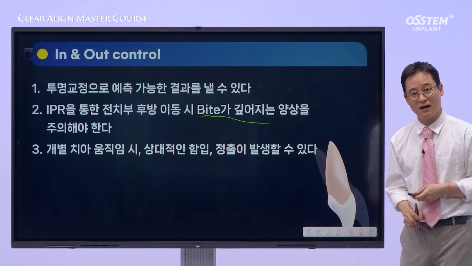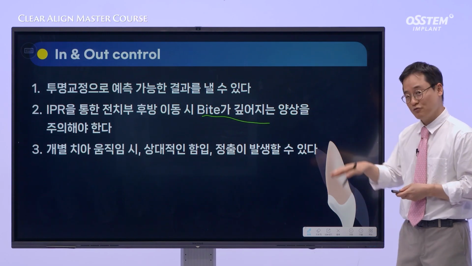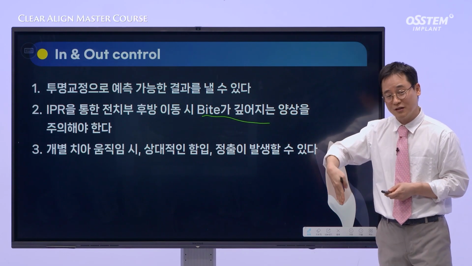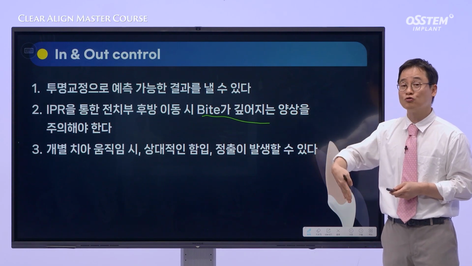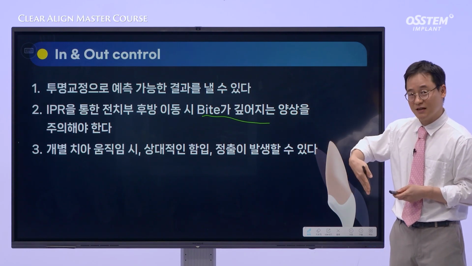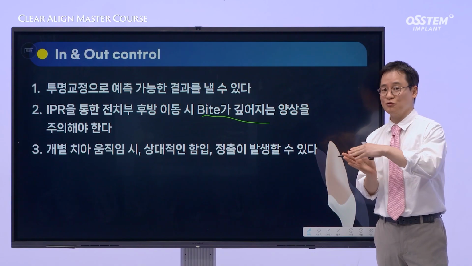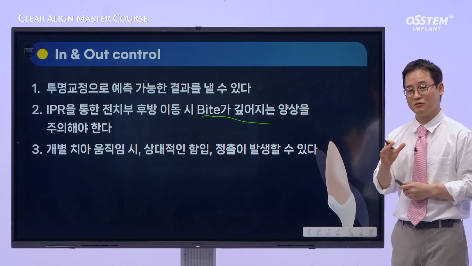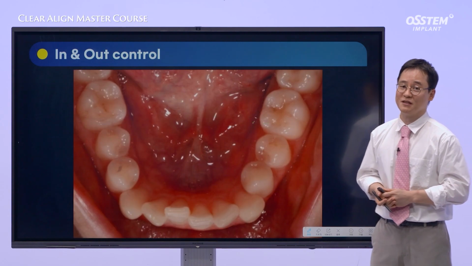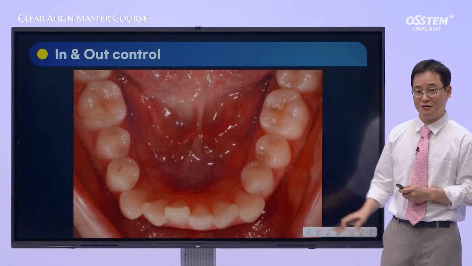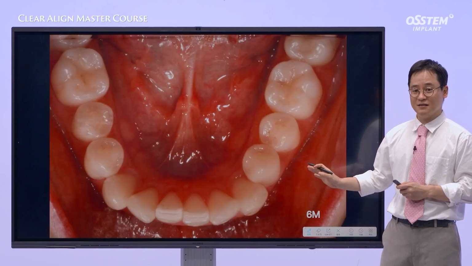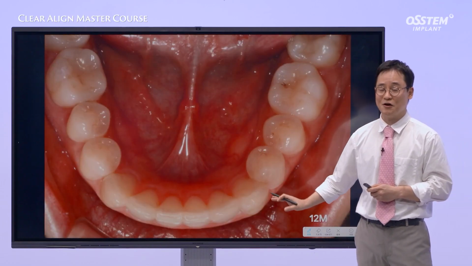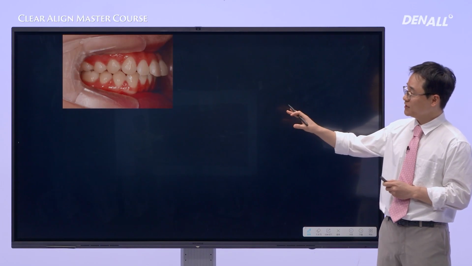So, if you retract a protruded tooth, it can appear to extrude. Conversely, if you procline a retroclined tooth, it may result in relative intrusion. So, it's important to monitor these effects carefully throughout the treatment process. In cases involving in and out movements, the predictability is generally high. These cases tend to respond well to treatment.